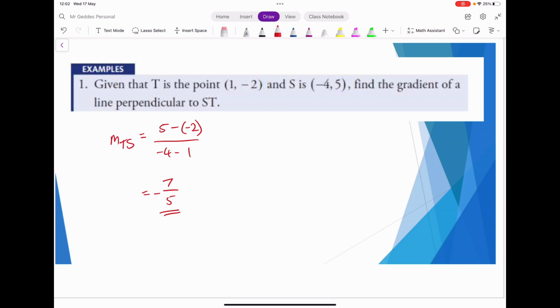And the perpendicular is, I just write the word perp, and we flip it and change the sign, so that becomes 5/7. Simple as that. To get an idea of what's actually going on there, if I draw a quick wee sketch, S is about there, T is about here. You've got a line coming between those. The perpendicular line will come off somewhere in there, or anywhere really, and that's the gradient 5/7.